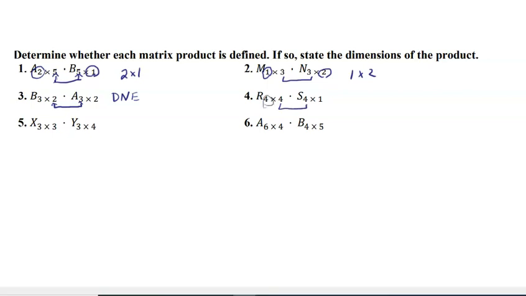These are both the same. So we get a 4 by 1. These are both the same. So we get a 3 by 4. These are both the same. So we get a 6 by 5.